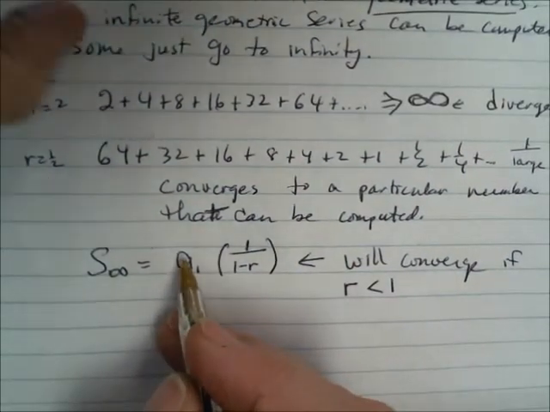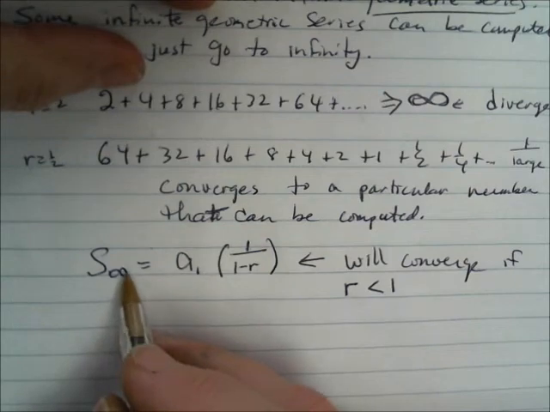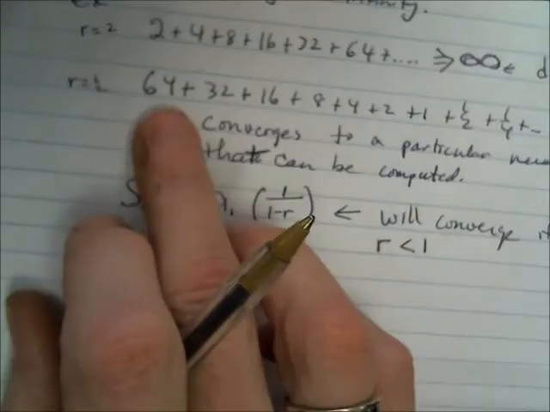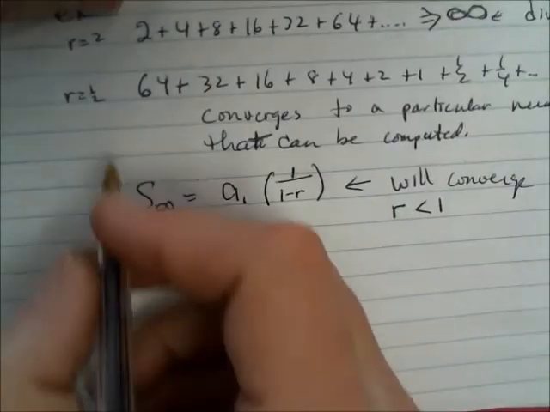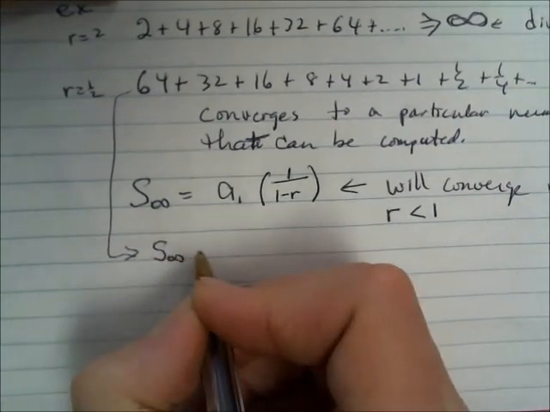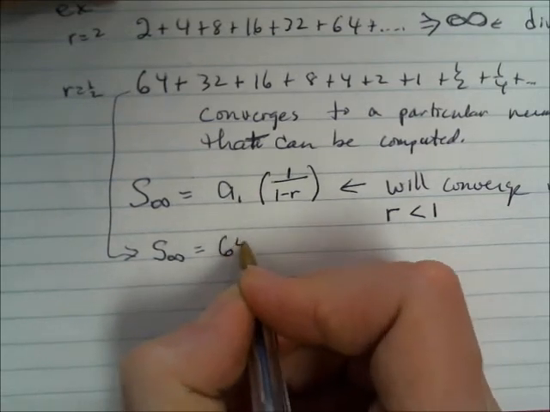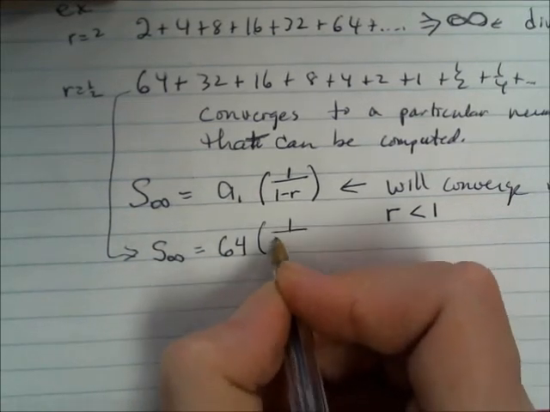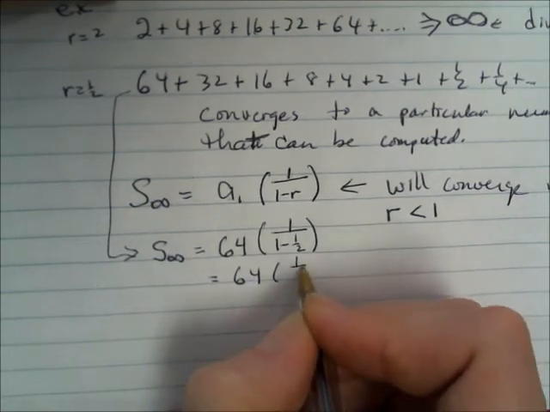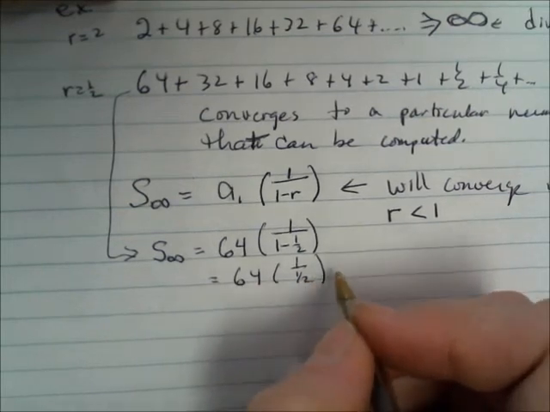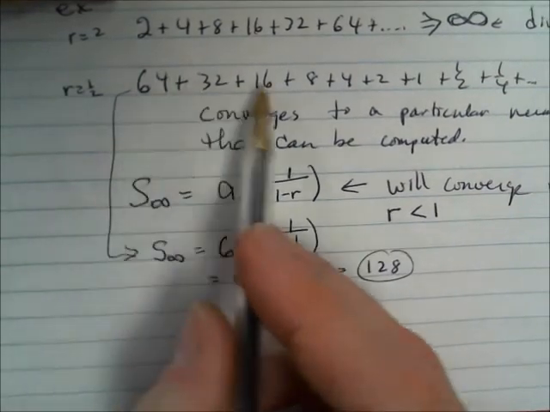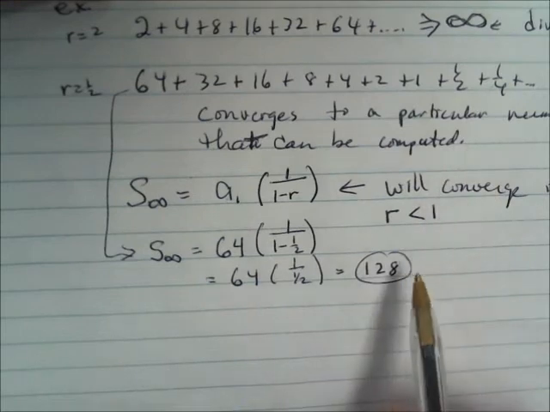So you can use this formula to find the answer to an infinite series as long as r is less than 1. So in my example here, starting with the 64, if I wanted to figure out what that value actually approached, this infinite series is equal to a1, which is 64, times 1 over 1 minus 1/2, which is 64 times 1 over 1/2. Dividing by 1/2 is multiplying by 2, so this actually is equal to 128. So if I added all those numbers up all the way to infinity, I'd get 128.